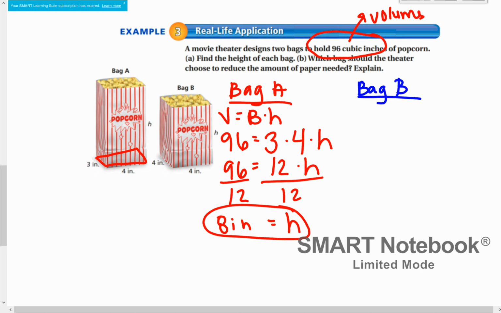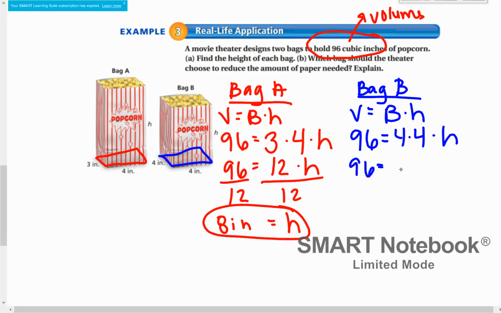Same thing, volume equals area of the base times the height. That volume, both bags hold 96 cubic inches, so we're going to plug in 96 for the volume. Area of the base for this bag is 4 by 4, and we don't know that height. So we're going to simplify. 96 equals 16. 4 times 4 is 16 times our height.